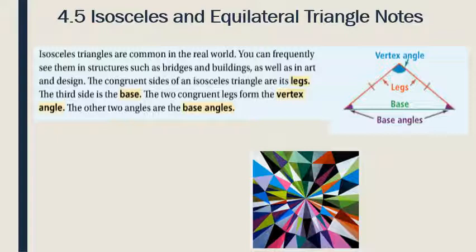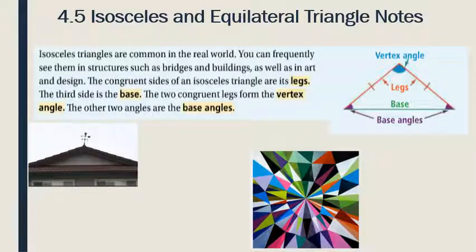The congruent sides of an isosceles triangle are called legs. The third side is called the base. The two congruent legs form a vertex angle. The other two are the base angles. So we can look at our example here on the right of our picture that we have.